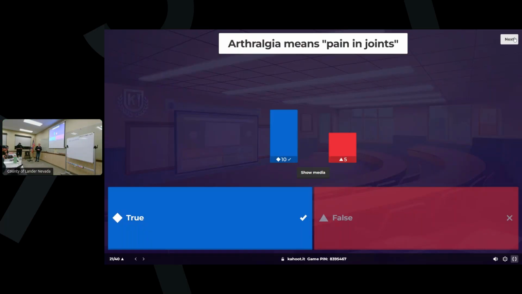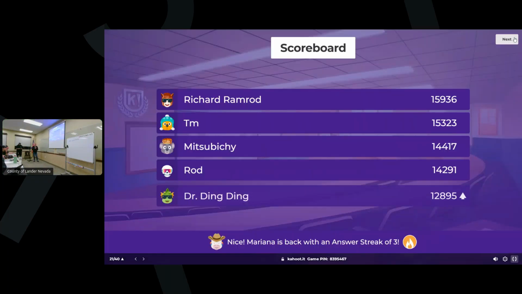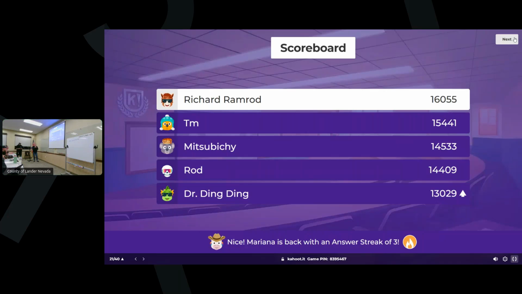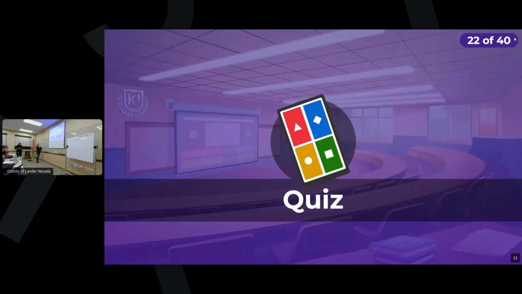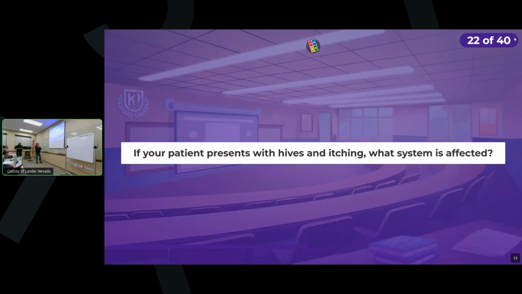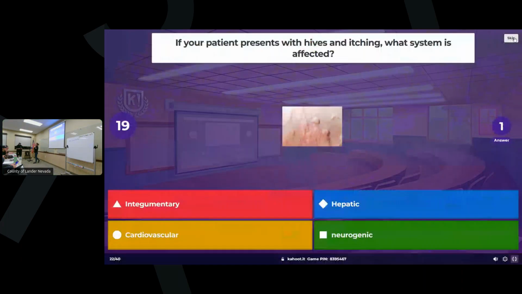True. So arth, like arthritis, and then algia meaning pain. If your patient presents with hives and itching, what system is affected? Integumentary, hepatic, cardiovascular, or neurogenic?